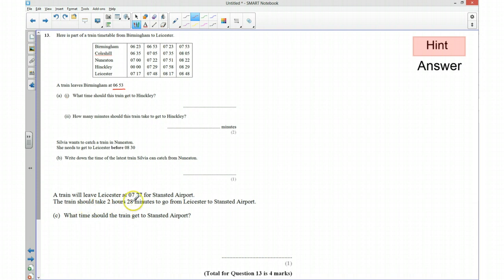We're then told that a train will leave Leicester at 7:27 for Stansted Airport. The train should take 2 hours 28 minutes to go from Leicester to Stansted Airport, and what time should the train get to Stansted Airport? So we need to decide how we're going to add this time onto the time that we've got here. My tip here would be to try adding the hours on first, followed by adding on the minutes. Okay, there's your hints. If you'd now like to pause the video and see if you can answer the question.